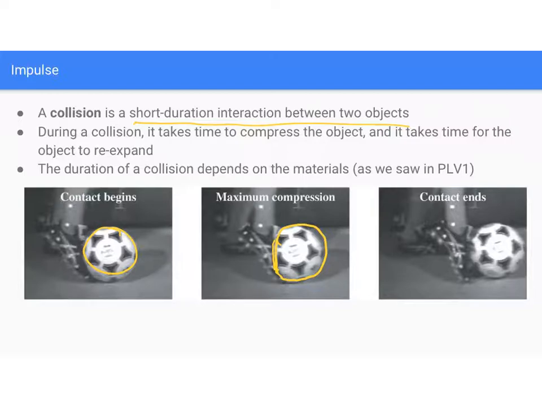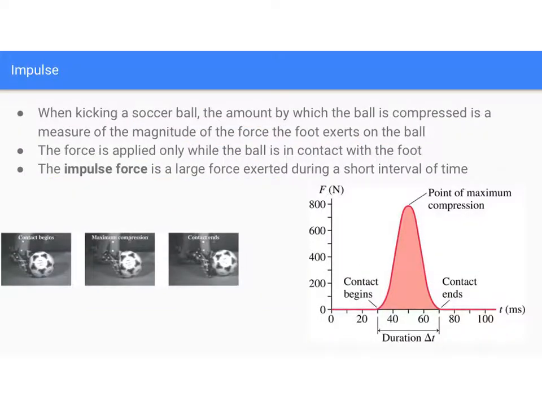So during the time of the collision, it actually takes time to compress the object and then re-expand, and depending on what type of material it's made out of, that'll affect how long it takes. But when you have that collision, that's what gets an object in motion. So here's an example graph of a force versus time of kicking a soccer ball. And we call the impulse force the large force exerted during a short time interval. That is the area under this curve right here. And we use the letter J for impulse.